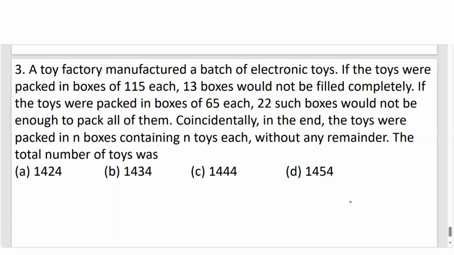So a very large question is given, but the concept is very easy. You only have to consider the last condition. If the toys were packed in boxes containing n toys each without any remainder, the number of toys and the number of boxes are the same. That means our answer, the number of toys, will be a perfect square. So we have to check in the options which number is a perfect square.